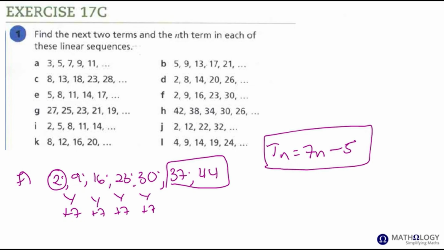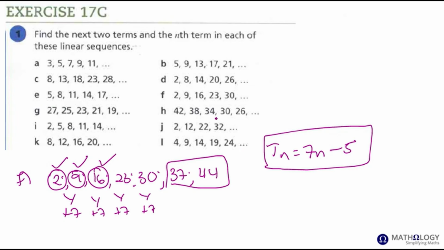When n equals 2, the second term must be 9. 7 times 2 is 14. 14 minus 5 is 9. That checks out. When n equals 3, the third term must be 16. 7 times 3 is 21. 21 minus 5 is 16. So the first three terms check out. Therefore, the nth term is correct.